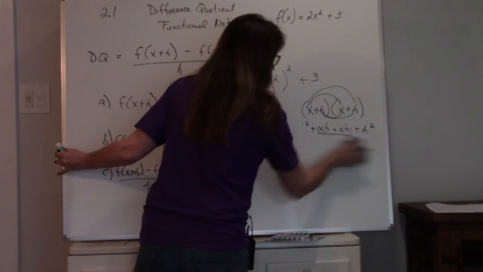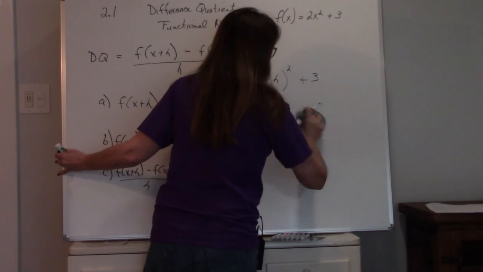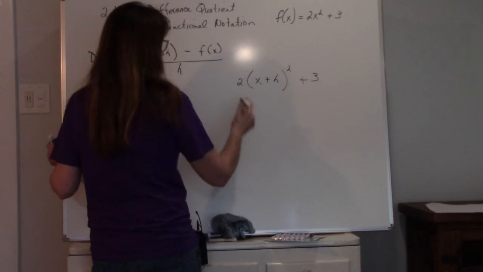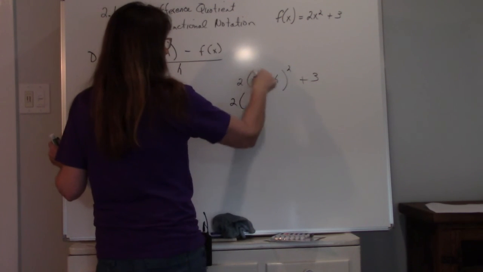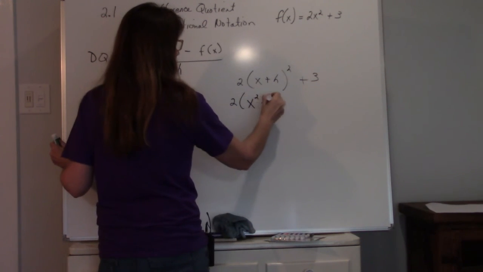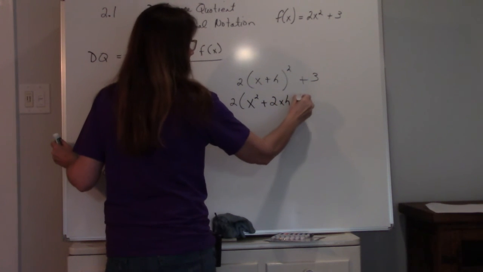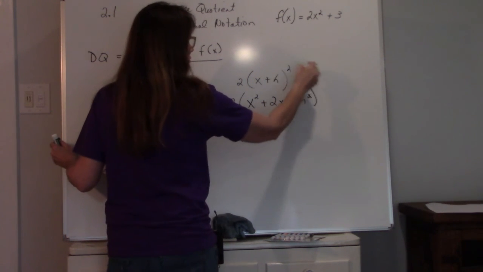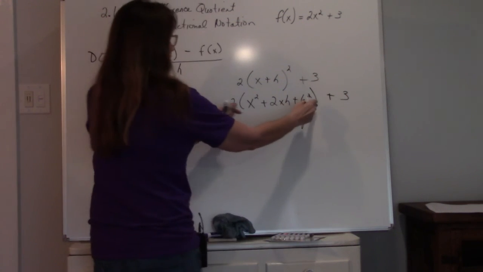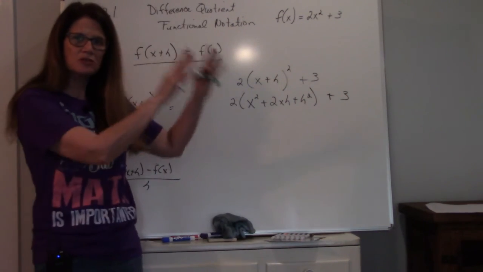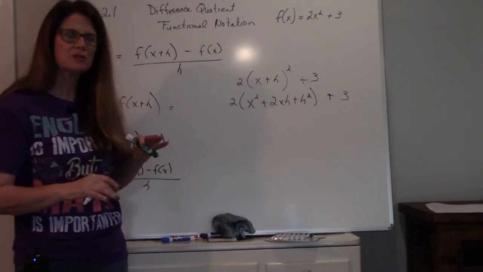So what I'm going to do, this is the downfall of having a smaller whiteboard, is I'm going to rewrite this as x squared plus 2xh plus h squared. Notice the plus 3 is not within the parentheses. That plus 3 is separate, so you need to make sure you keep it separate.